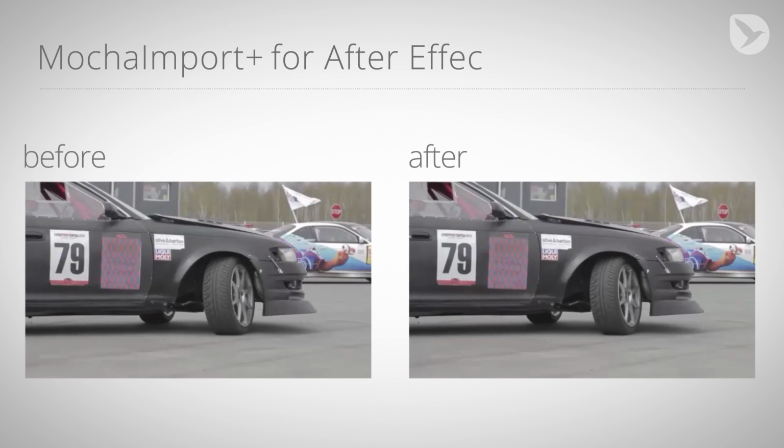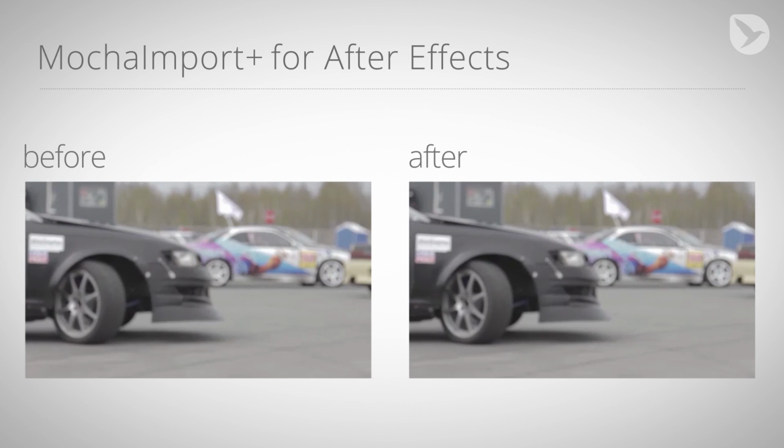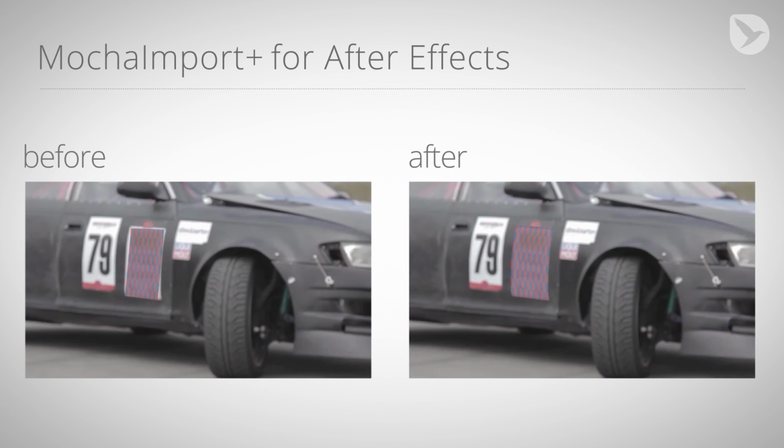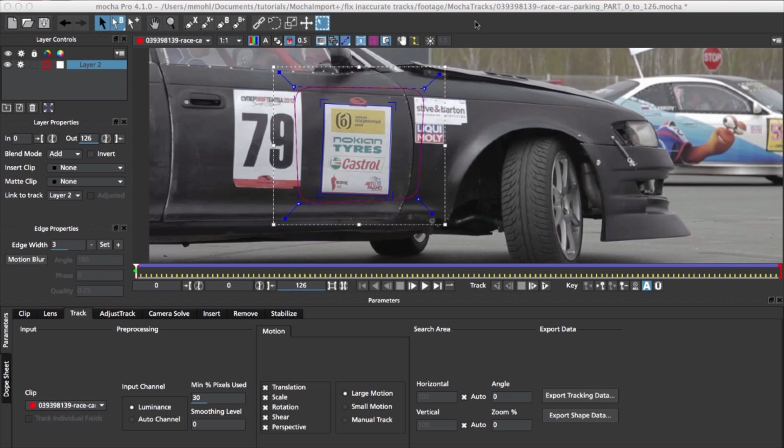In this tutorial I'm going to show you how to fix inaccurate tracks in Mocha Import Plus for After Effects. I'll show you this workflow for a corner pin, but the same technique can also be used for stabilized precoms or moving properties. Here we have a problematic track in Mocha. As you can see on the first frame, the corners of the surface rectangle are accurately placed on the corners of the plate that we want to replace.